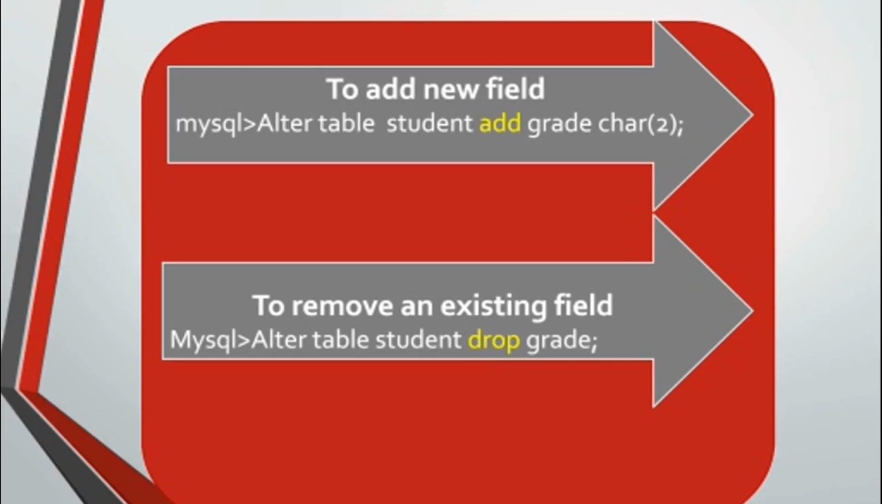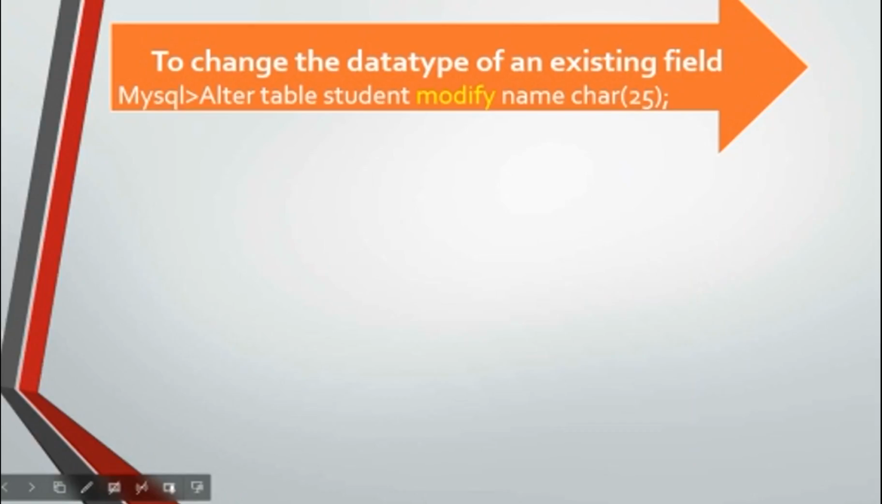Now after writing this command, when you see the structure of the table, grade is no more in the table. Next, if you want to change the data type of an existing field, the syntax is alter table student, modify, then the name of the field, after that the data type and its size. Okay. So earlier the size of the name field was 20 characters. Now you want to modify it to 25 characters.